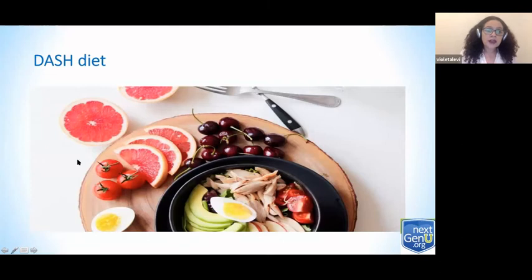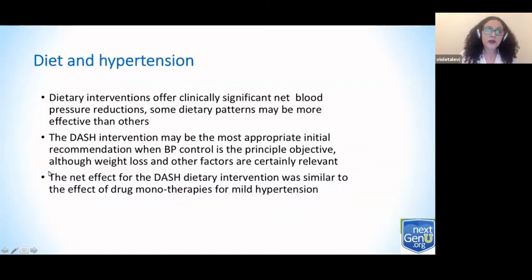So the DASH diet is the diet that is recommended for hypertension. Dietary interventions offer clinically significant net blood pressure reductions. Some dietary patterns may be more effective than others, and DASH diet intervention is the most appropriate initial recommendation when blood pressure control is a principal objective.